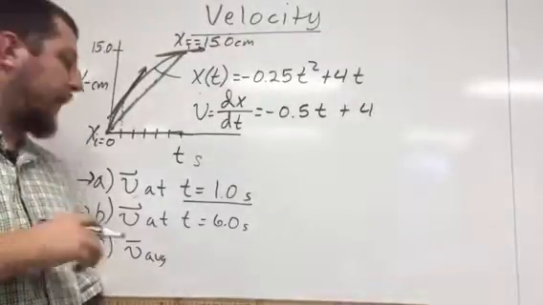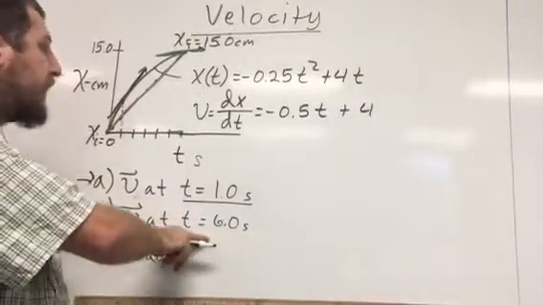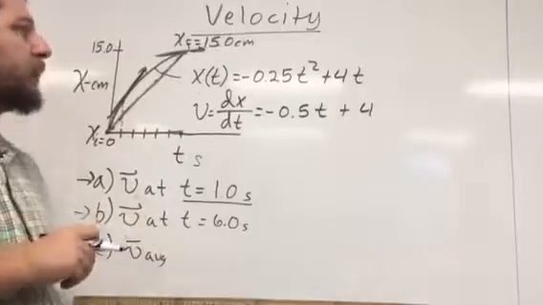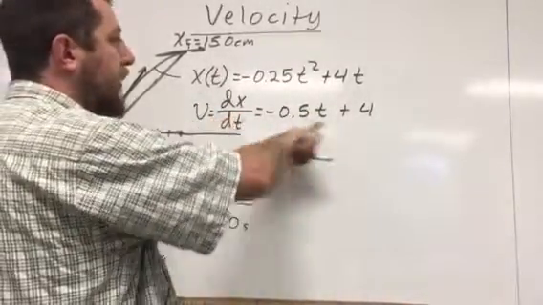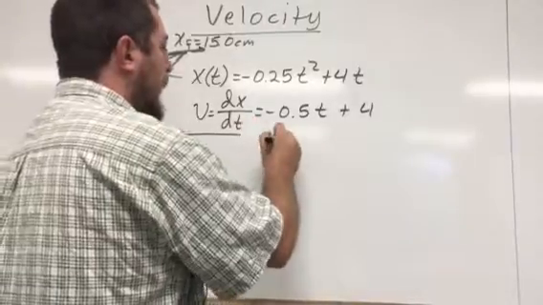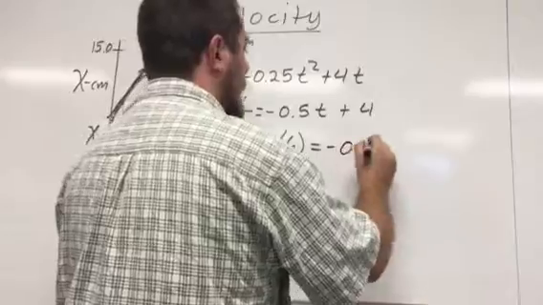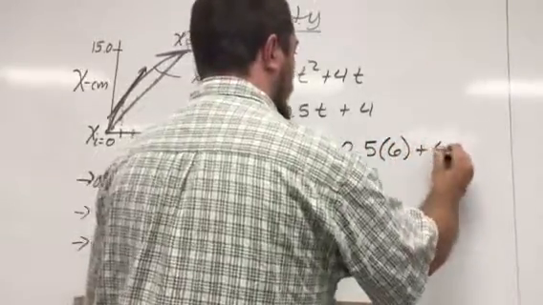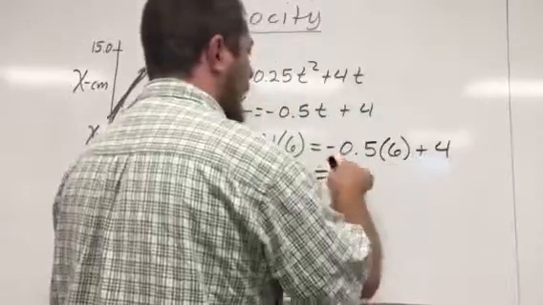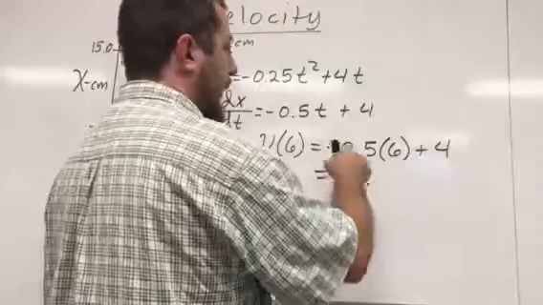Now we want to find the velocity, the instantaneous velocity of the bug at t equals 6 seconds. And so, again, the derivative is written as this. So I plug in 6 seconds into my formula. And I'm going to get 6 times negative 0.5 is negative 3.